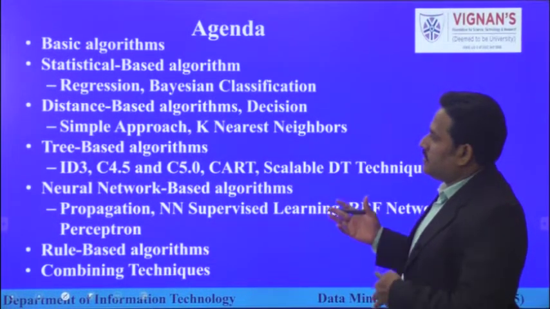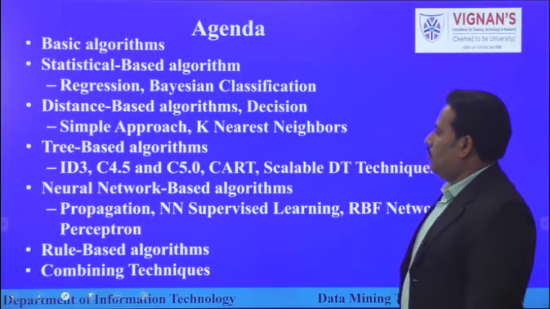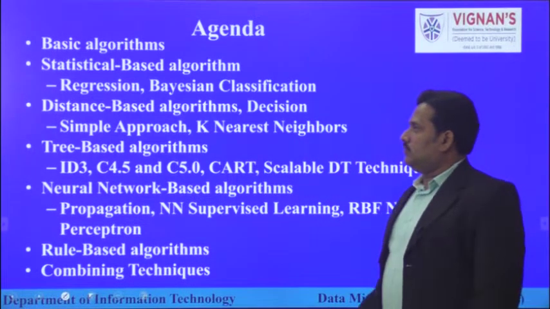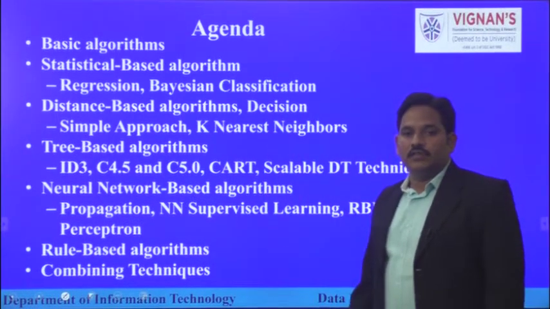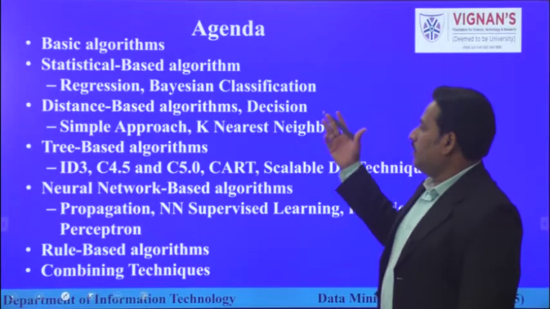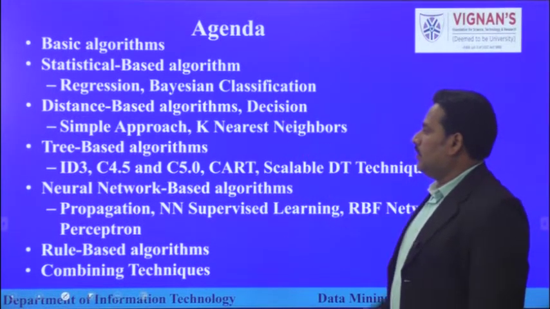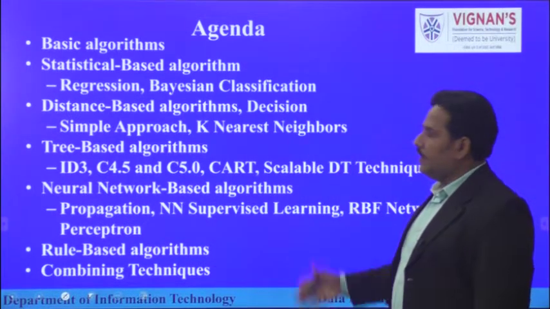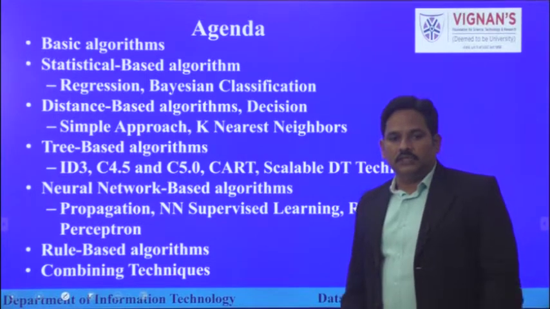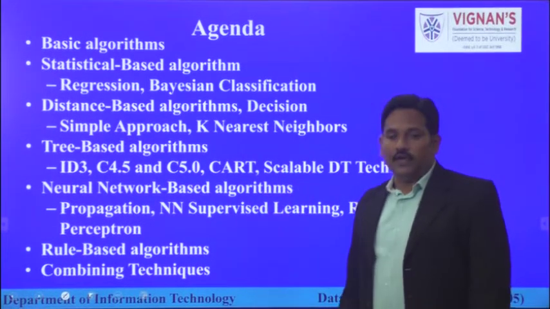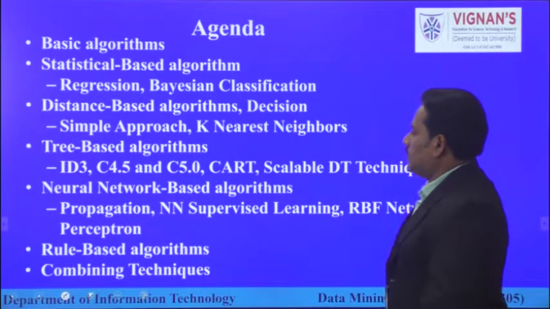If you look at the agenda, here we are going to discuss the basic or introductory concepts of classification. We will discuss the basic algorithmic part. And when it comes to the statistical based algorithms, we will focus mostly on regression technique and Bayesian algorithm: how regression is going to be used in classification and prediction, and how the Bayesian or naive Bayesian algorithm is going to be used in classification.